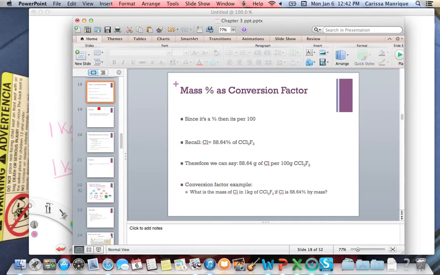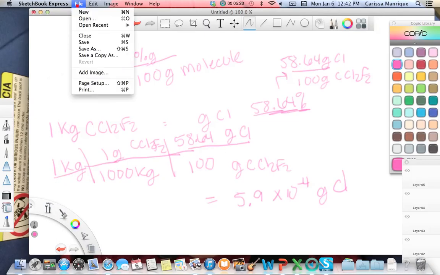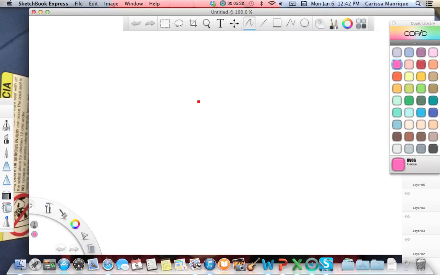Now let me show you one other way they can ask the percent. They can ask you, what is the percent composition? So here, what is the percent composition in CCl2F2? And here's the formula for that. So let's do that problem. So if they give you the mass percent, you're going to do what we just did. But let's say they say, what is the percent? Okay, so that's different. So one, they gave you the percent. One, they want you to calculate it.